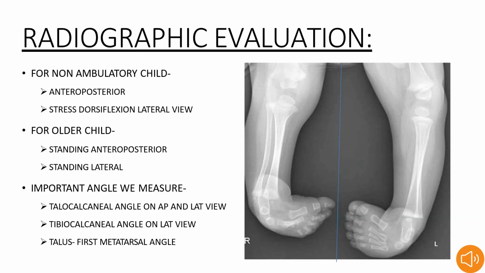Now we look into radiographic evaluation. For a non-ambulatory child, we look at the anteroposterior view and the stress dorsiflexion lateral view. For an older child, we look at the standing anteroposterior view and the standing lateral view. Important angles which we measure are the talocalcaneal angle on AP and lateral views, the tibiocalcaneal angle on the lateral view, and the talus first metatarsal angles.